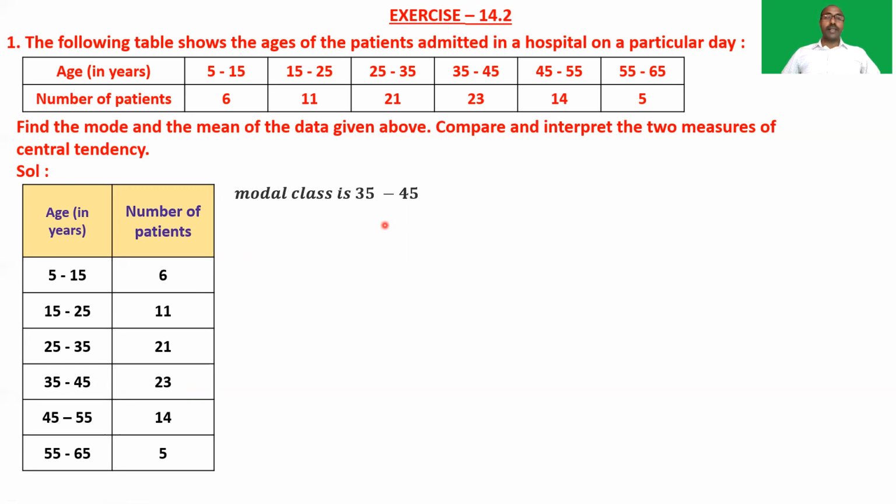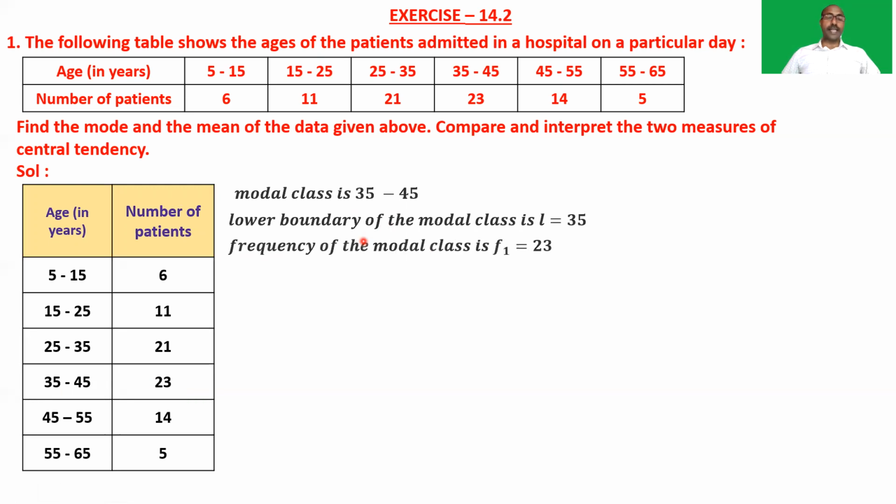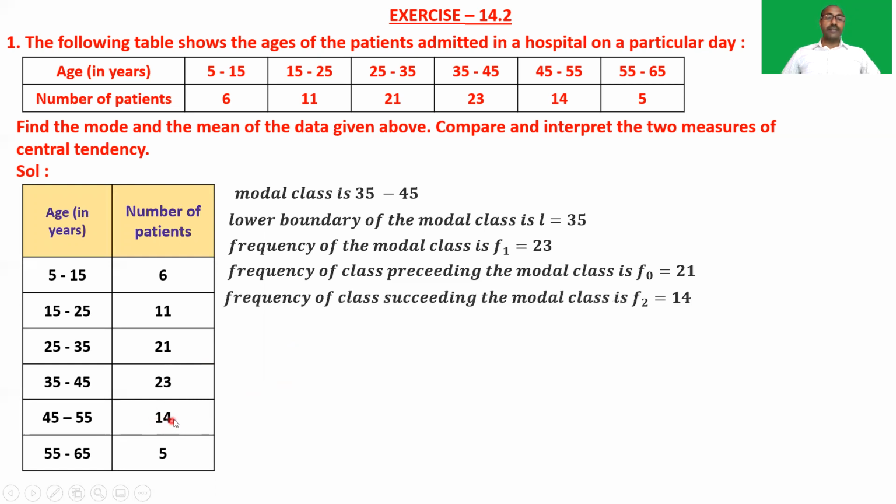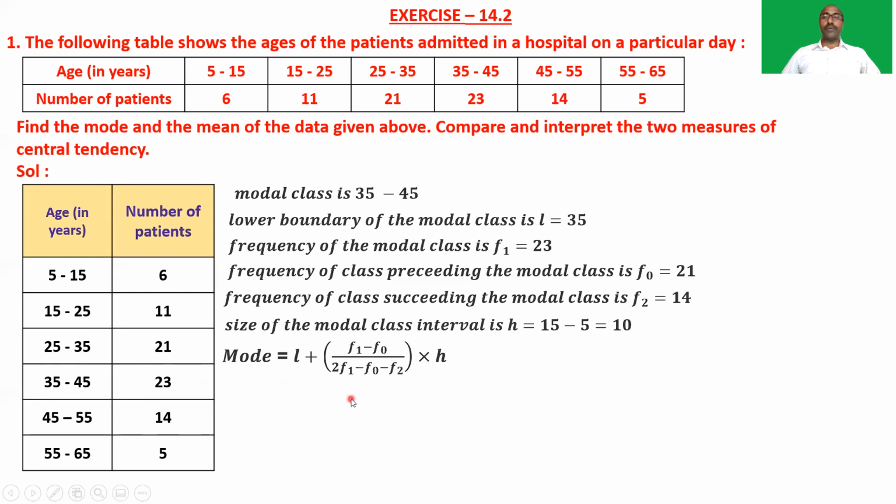Now the lower boundary of this modal class is L equal to 35, the class frequency of the modal class is f1 equal to 23, the frequency of the class preceding the modal class is f0 equal to 21, the frequency of the class succeeding the modal class is f2 equal to 14, and the size of the class interval is h equal to 45 minus 35, which is 10.